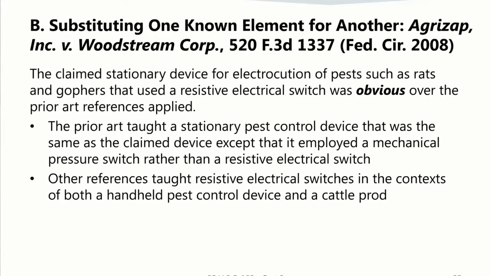Our first example of rationale B is Agrizap Incorporated versus Woodstream Corporation. The claimed invention was a stationary device for electrocution of pests that used a resistive electrical switch. This was considered obvious over the prior art applied. The prior art taught a stationary pest control device that was the same device except it used a mechanical switch. The prior art references also taught resistive electrical switches and handheld pest control devices and a cattle prod.